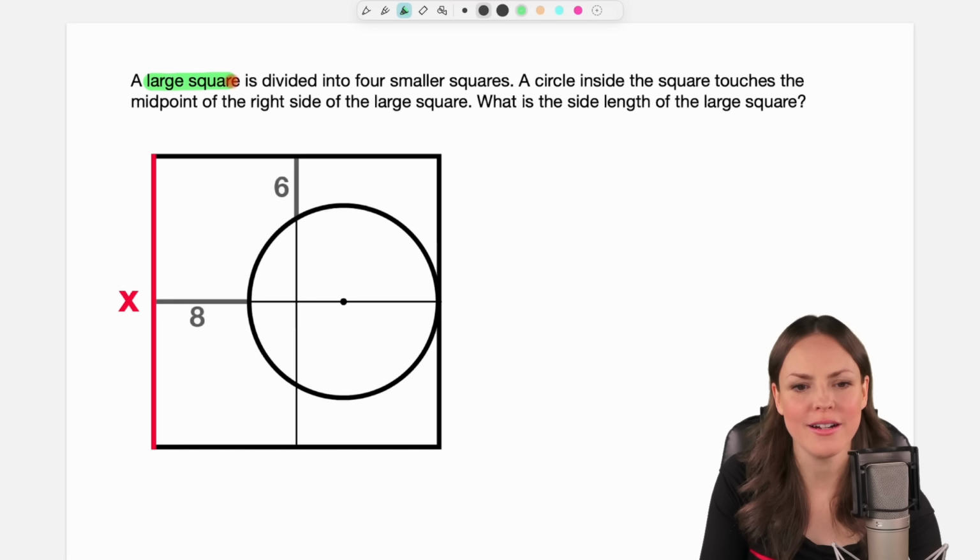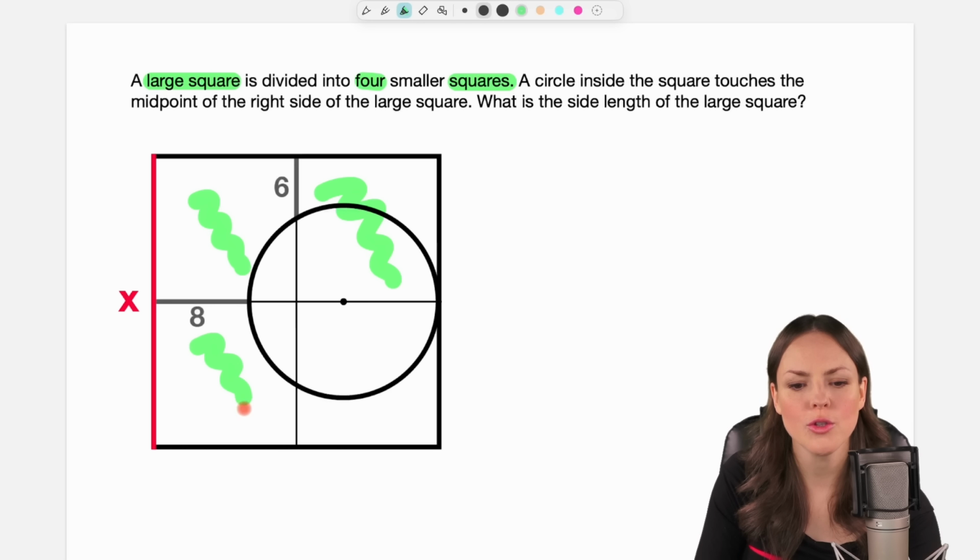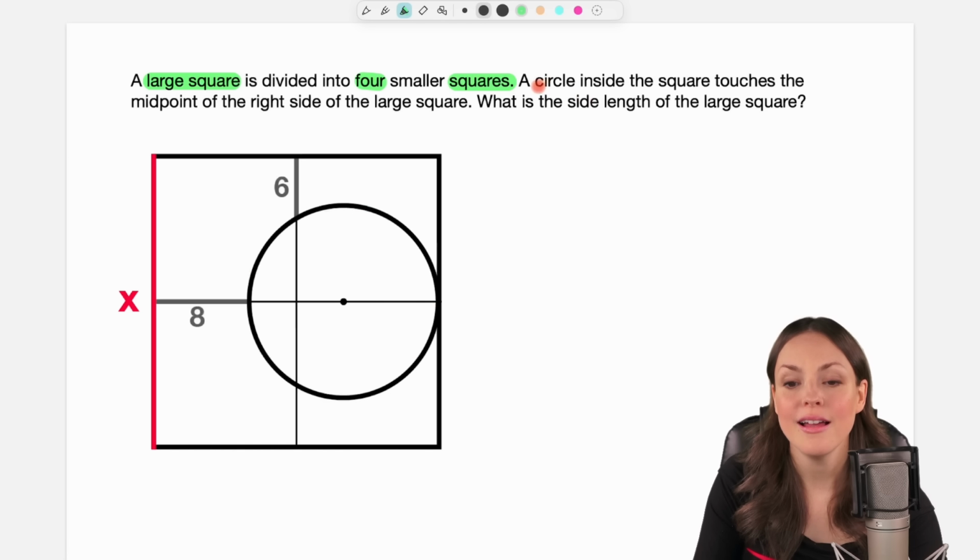A large square is divided into 4 smaller squares. We have our large square here, and inside we have these 4 smaller squares. A circle inside the square touches the midpoint of the right side of the large square. So inside here we have this circle and it touches this right side here in the midpoint of this side. What is the side length of the large square?